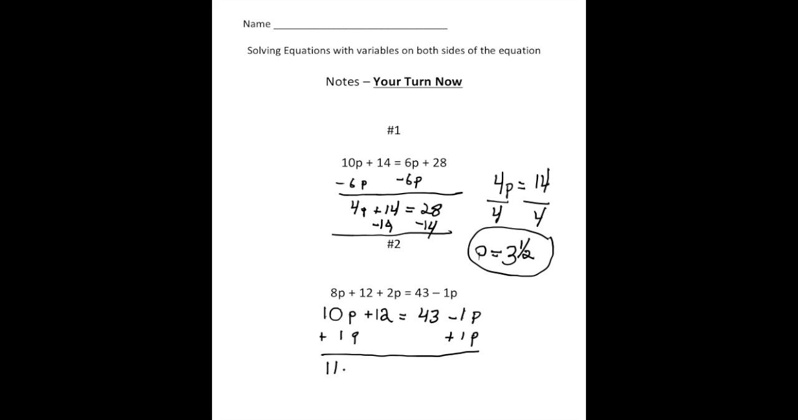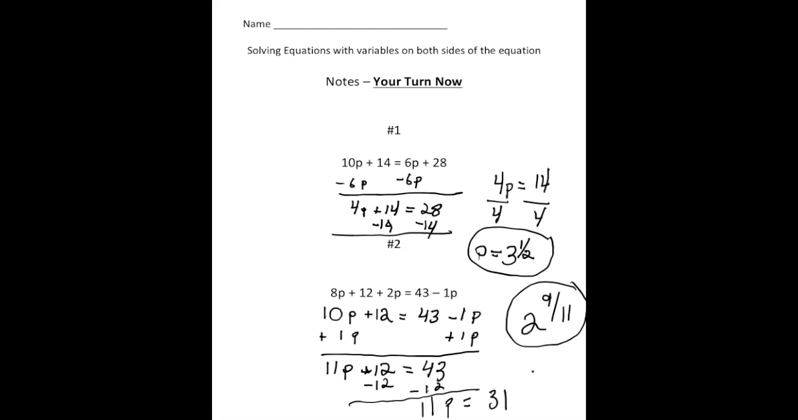So now we get 11p plus 12, it's a plus, equals 43. And now it's just solving a two-step equation, right? So I'm going to take away 12 on both sides. So we get 11p equals 31. And then I have to divide both sides by 11, right? So when I do that, let's see, 31 divided by 11 is going to be 2 with 9 left over. So it'll be 2 and 9/11.